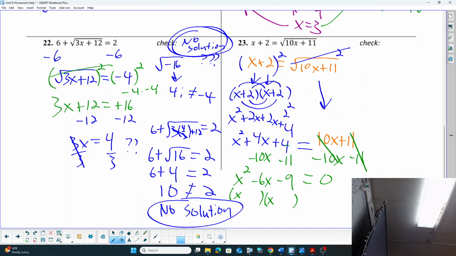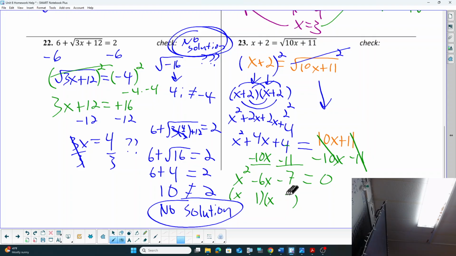Negative 6x, yep. And then 11. It's not 9. That's not 9. Haha, I found it. It's okay to make mistakes as long as you fix them. So negative 11 and 4 is actually negative 7. There it is. Okay, so 4 minus 11 is negative 7.